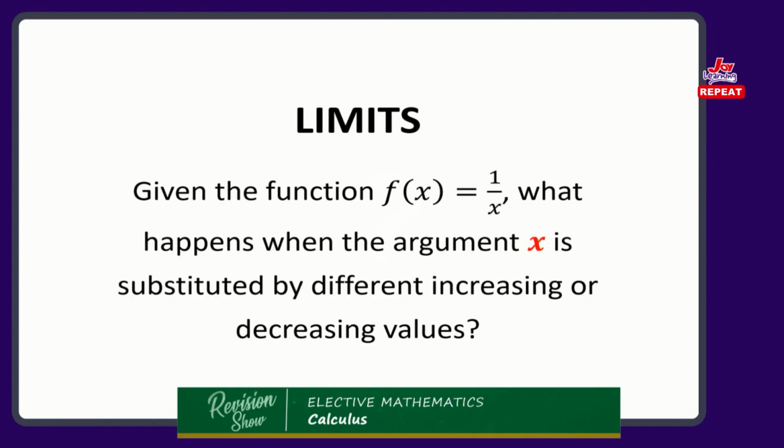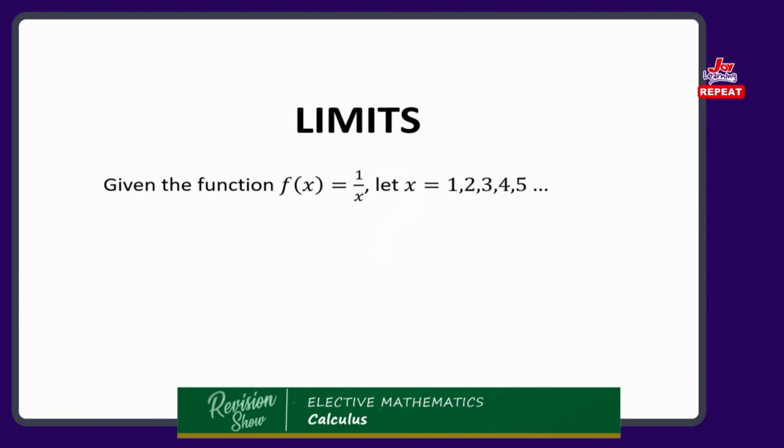Say we have a function f of x given by the reciprocal function 1 over x. What will happen if the argument is substituted using different increasing or decreasing values? Let's see to what extent it would get to. Let's illustrate that quickly. Say we have the function, and x, which is the argument, is given values, say 1, 2, 3, 4, 5. What will happen? At this point, if you have a calculator by you, it will be a great learning experience. I would like you to try, with your notebook and a pen or a pencil by your side, replacing or substituting for the values of x.